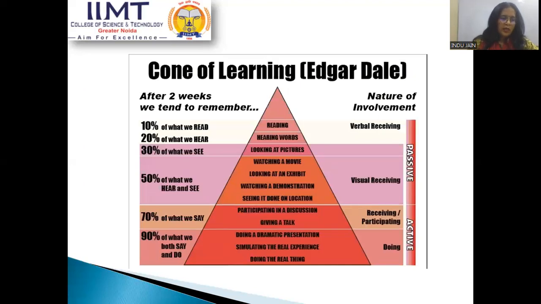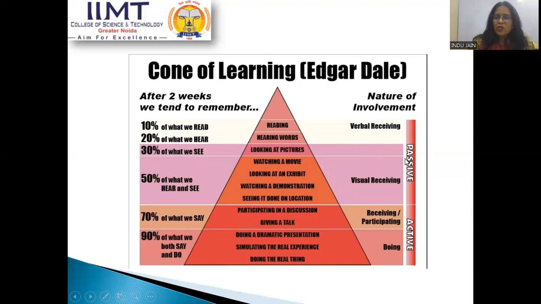Now, at the last, we can again discuss the cone of experience given by Edgar Dale. You can see in this figure, the Edgar Dale cone can be divided into two parts. This is passive and active. These two parts are based on the nature of involvement of the learners.